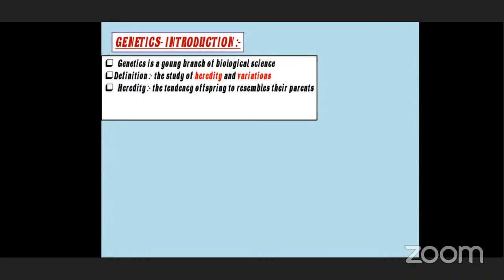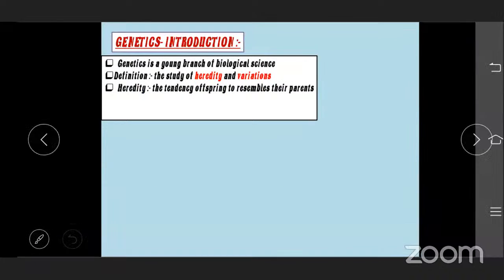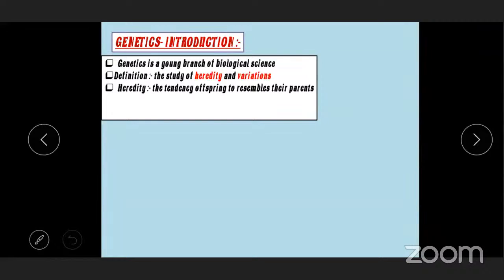So, what is heredity? Heredity means the tendency of offsprings to resemble their parents. Okay, students, what is heredity? Some characters are transferred from parents to offsprings. Those characters are called inheritance characters. Such a process is known as heredity. When we observe that the offsprings resemble their parents, that is known as heredity.